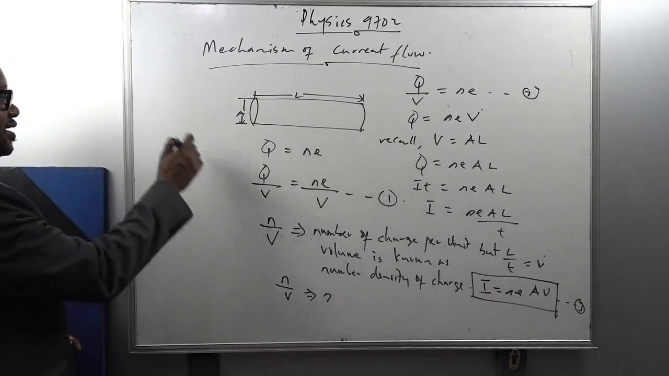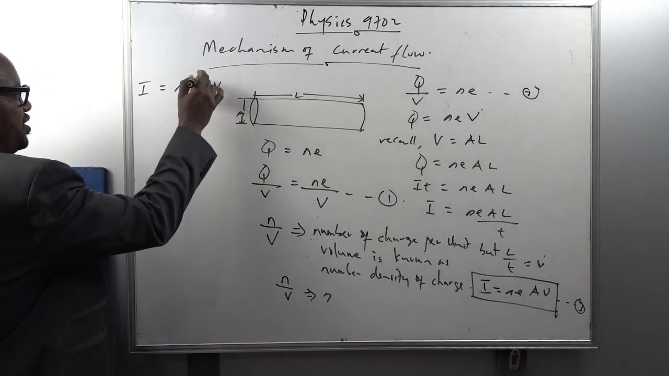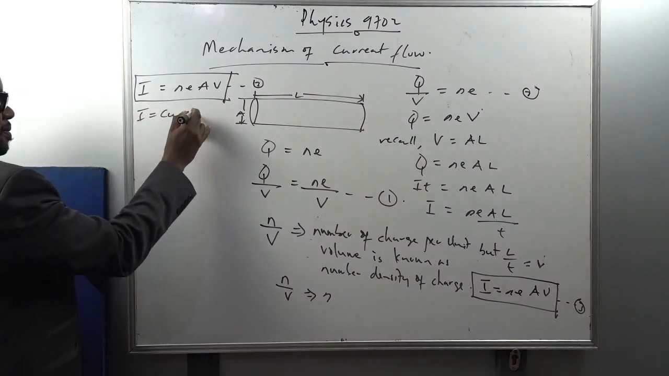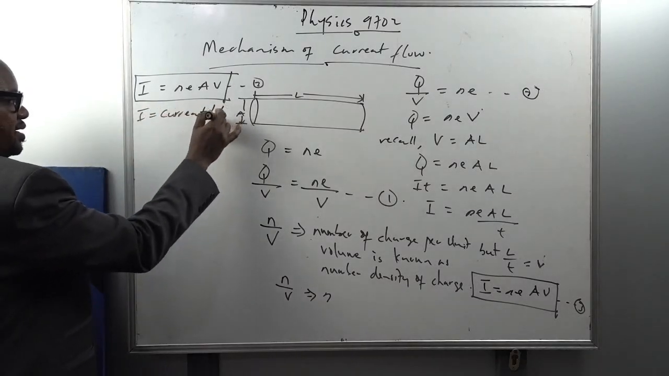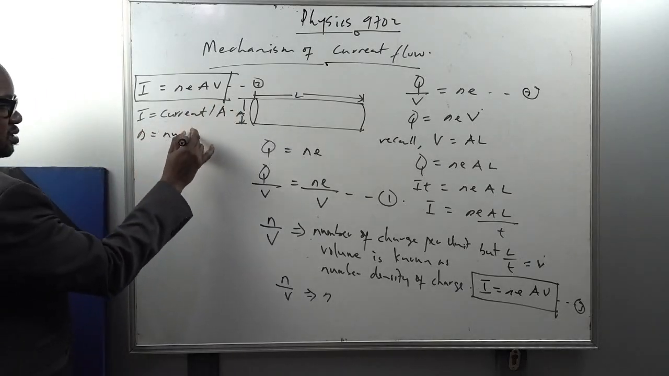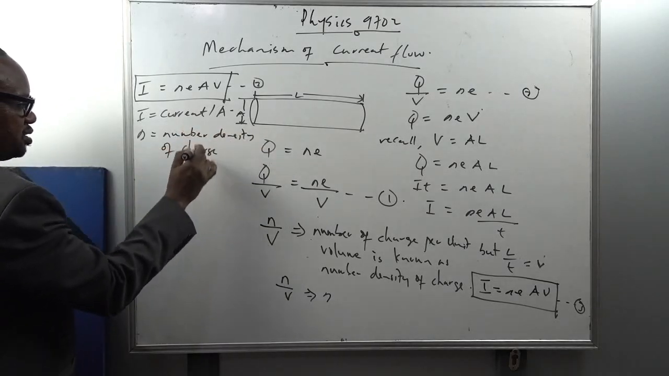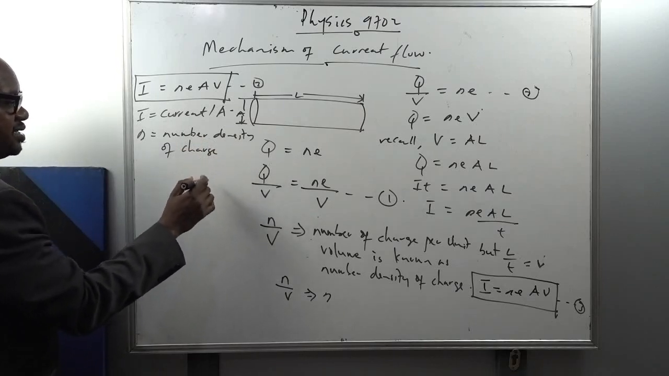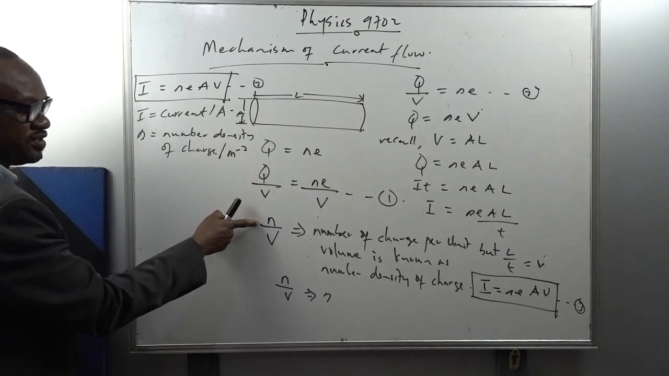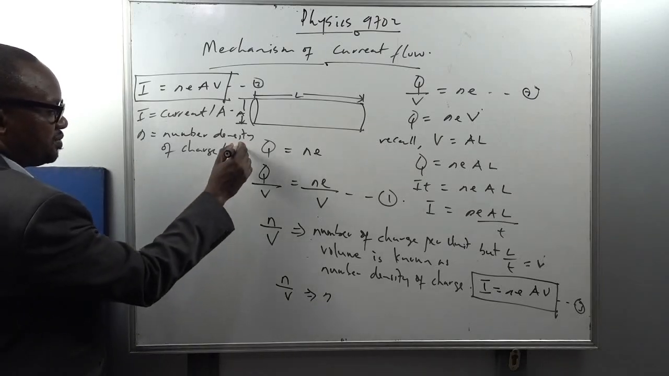So let me write it here. Current in terms of drift velocity is n e A V. Know that. That's equation 3. I, of course, you know is current in amperes. n here, the slanting n, is the number density of charge, which is basically measured in per meter cube. Because number is not a physical quantity, it doesn't have unit. So the unit of number density of charge is per meter cube.